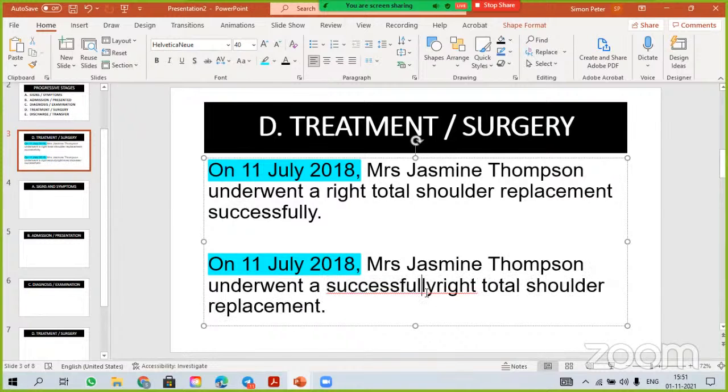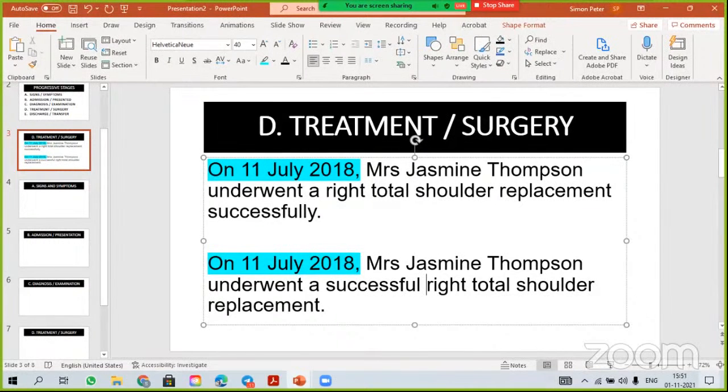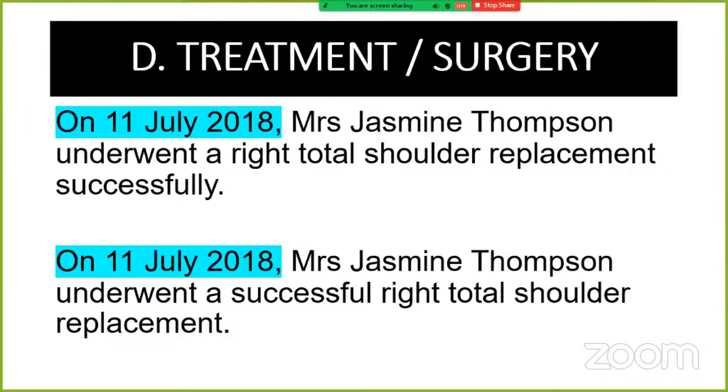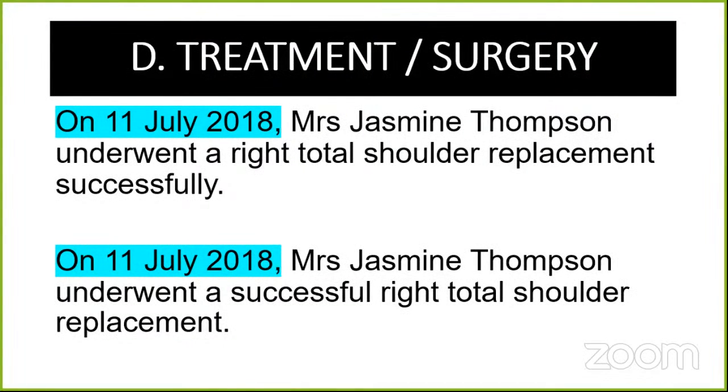You can put successful here. This is how you can write one sentence. I hope you understand now. On 11 July 2018, Mrs. Jasmine Thompson underwent a right total shoulder replacement successfully. On 11 July 2018, Mrs. Jasmine Thompson underwent a successful right total shoulder replacement. So this is the common thing.